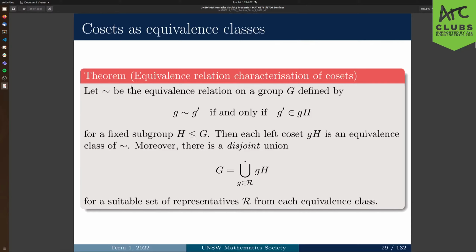You can think of cosets as equivalence classes of some equivalence relation, the relation being that two elements are related if they're in the same coset. So obviously this implies that this relation is an equivalence relation, and these left cosets are equivalence classes. If you know a little bit from discrete math, then you know that these actually partition G, which is to say that there's a disjoint union of cosets.